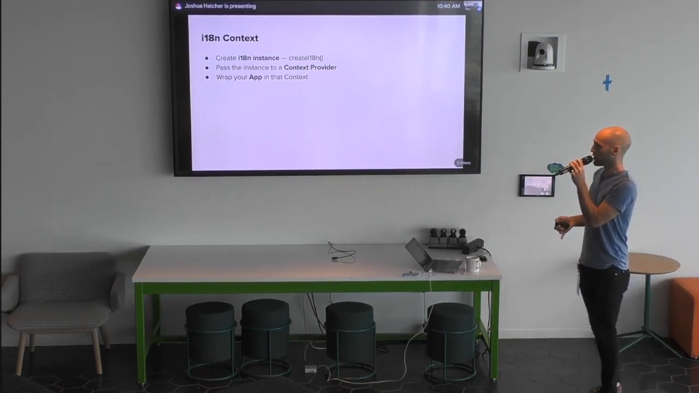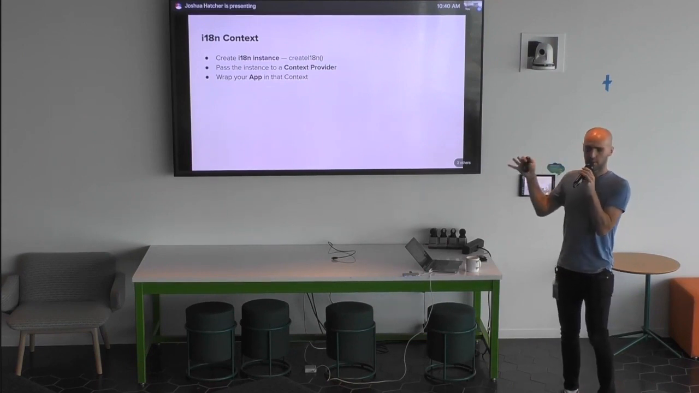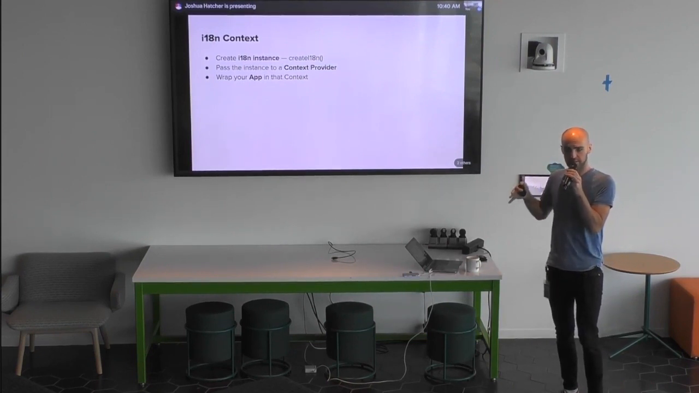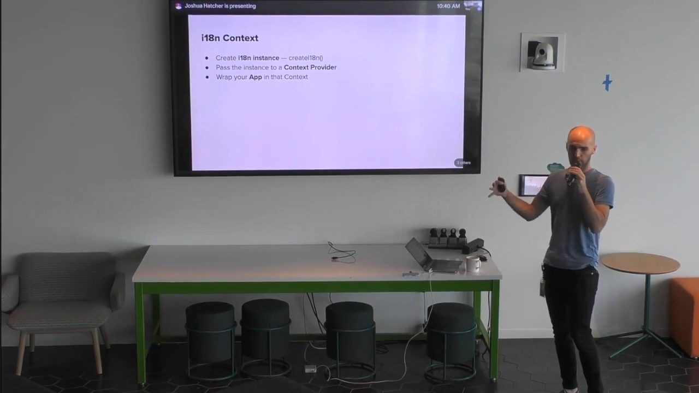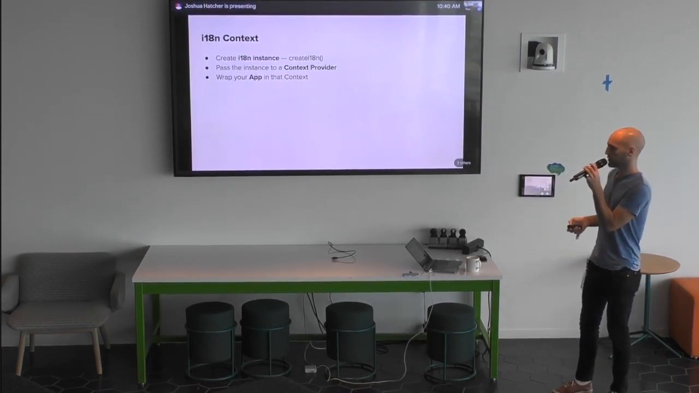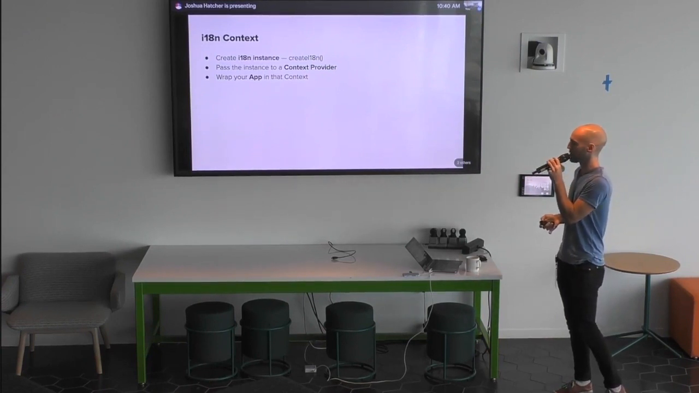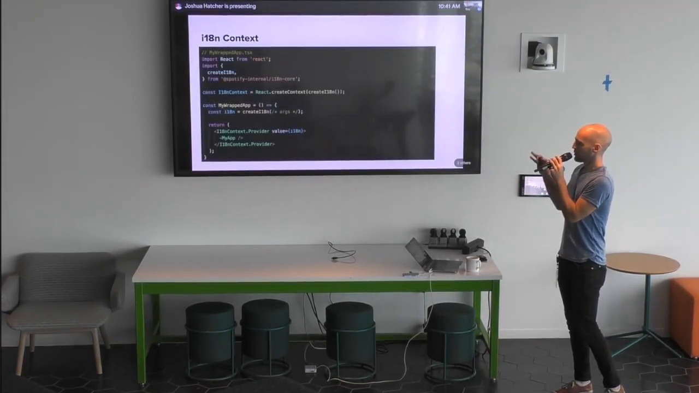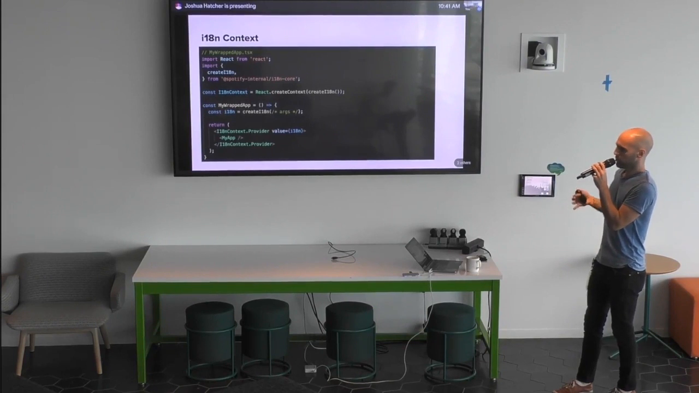So we generate a context, we spin up our i18n instance, pass it to the value of the context, and then we can wrap our app in that context. That's the bubble, and we have access to the tooling, or to the translations API. Here's a simplified look at how it's roughly set up in Spotify for Artists.